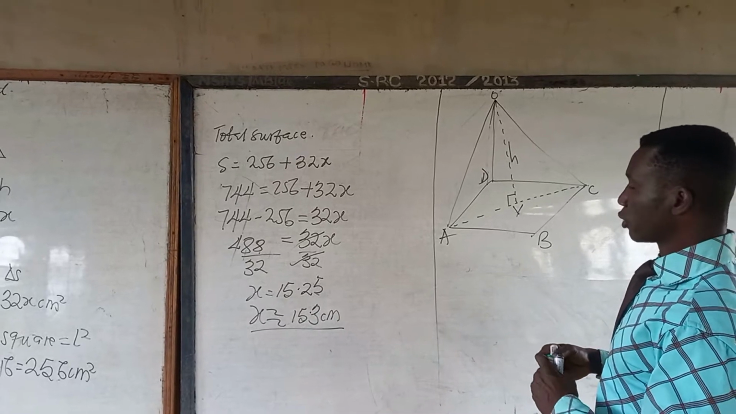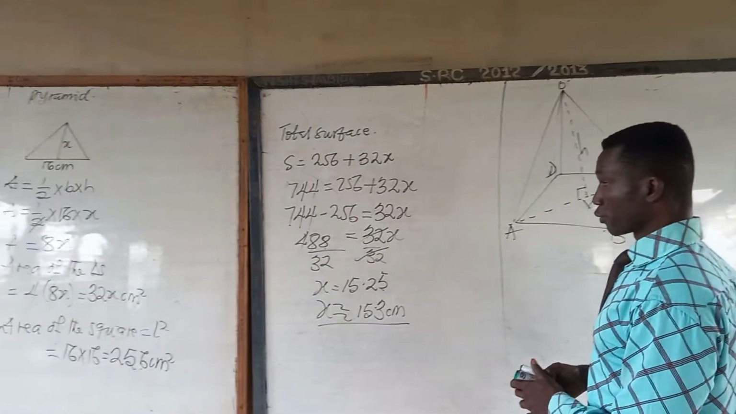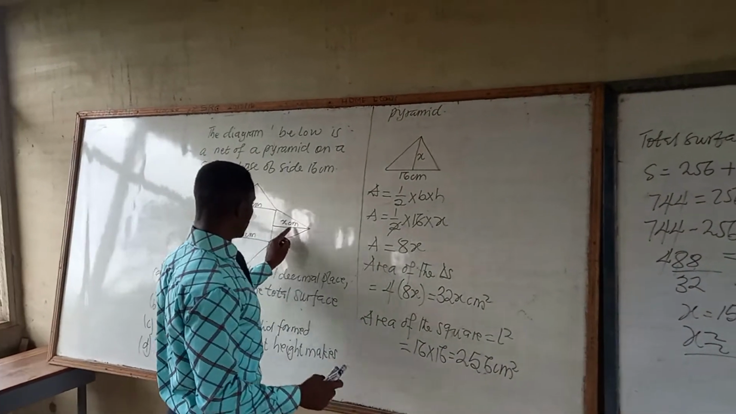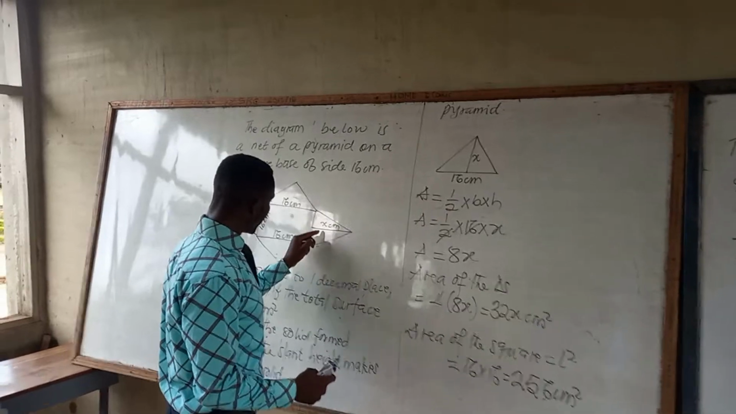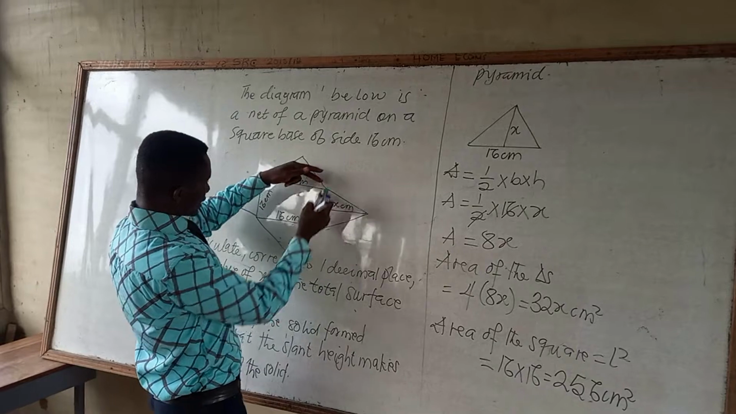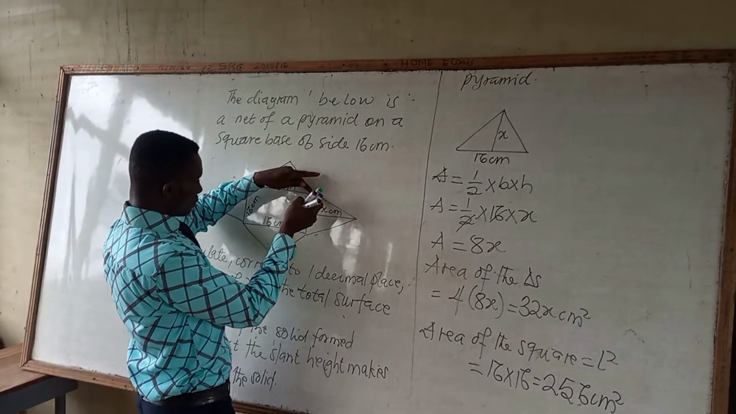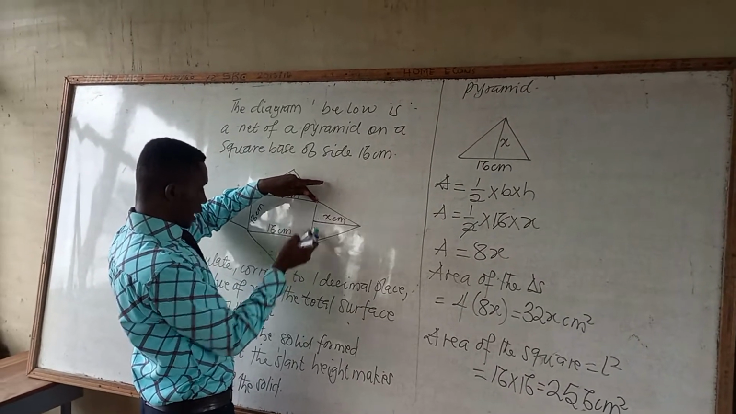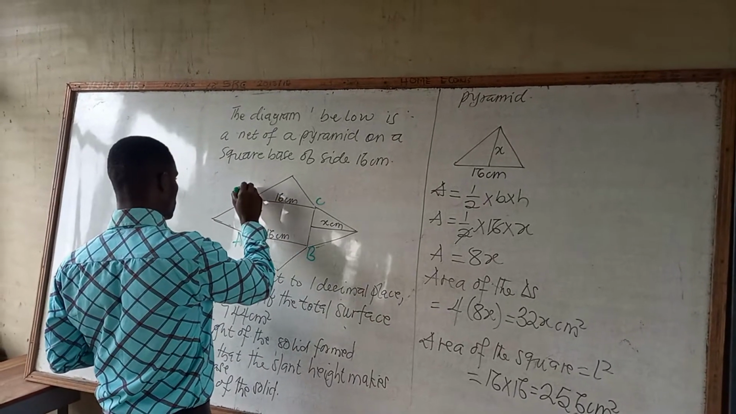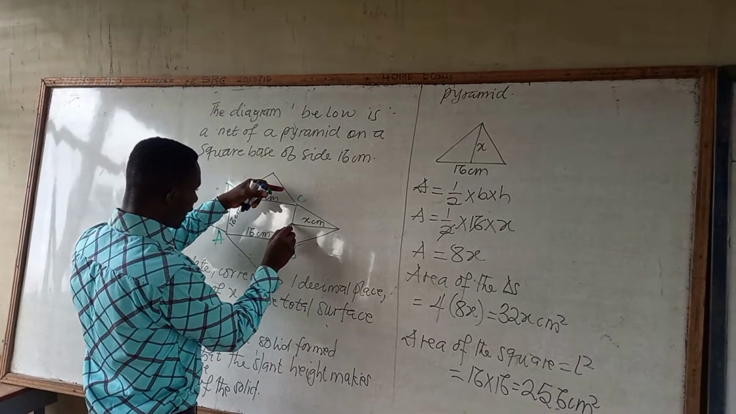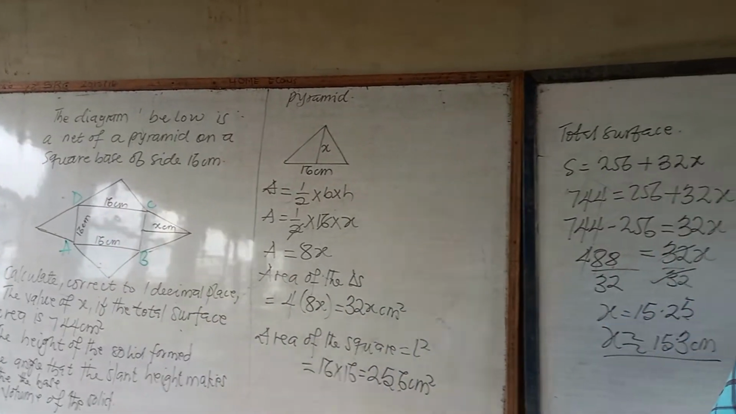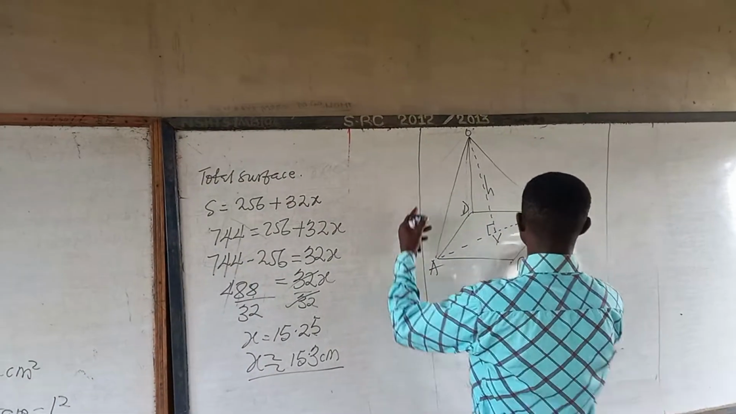Now, how do you calculate the height of the pyramid? Look at this carefully. You see that the height of the triangle here was part of this side of the square. It's part of the side of the square here. So if I name it A, B, C, D, you see that the height of the triangle is between B and C. So the height will be somewhere here when you close it.